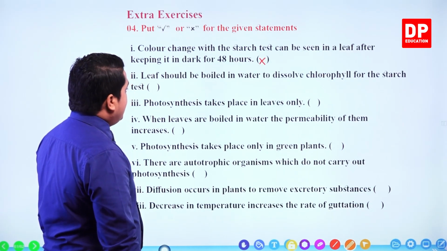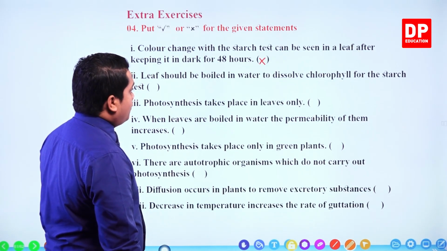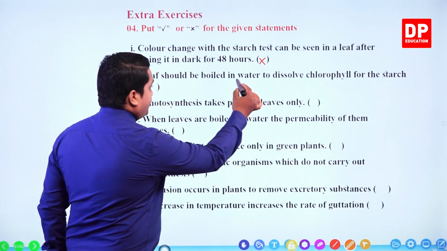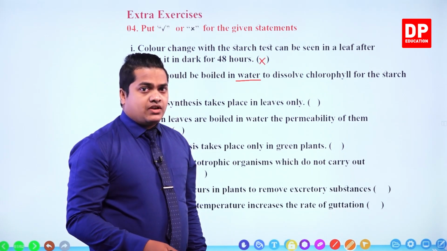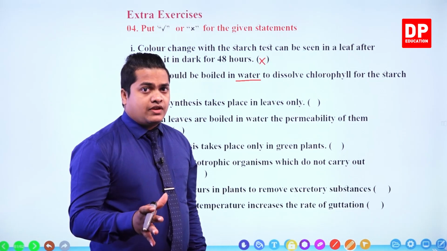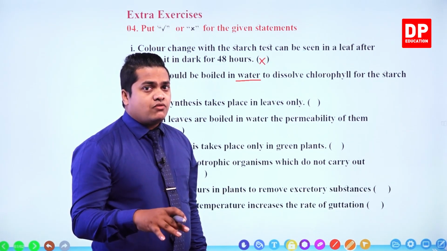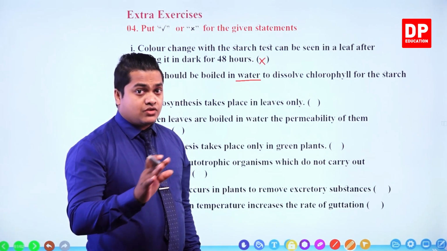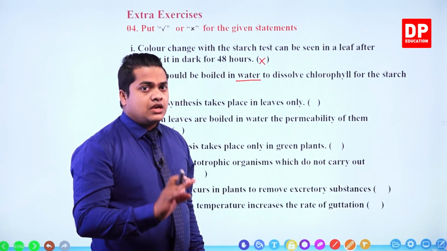Next one. Leaf should be boiled in water to dissolve chlorophyll for the starch test. Leaf should be boiled in water. No, incorrect, right? By boiling it in water, we are going to break the cell walls. In order to dissolve chlorophyll, we have to use alcohol, but not water. We can't dissolve chlorophyll by using water.